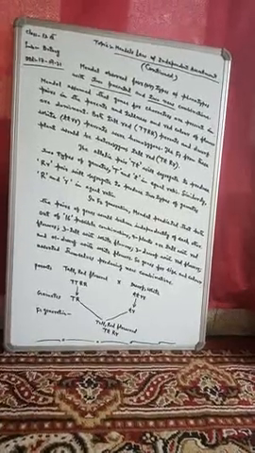Now the allelic pair, capital T small t, will segregate. You should remember here that the allelic pair capital T small t will segregate to produce two types of gametes, that is capital T and small t, in equal ratios.